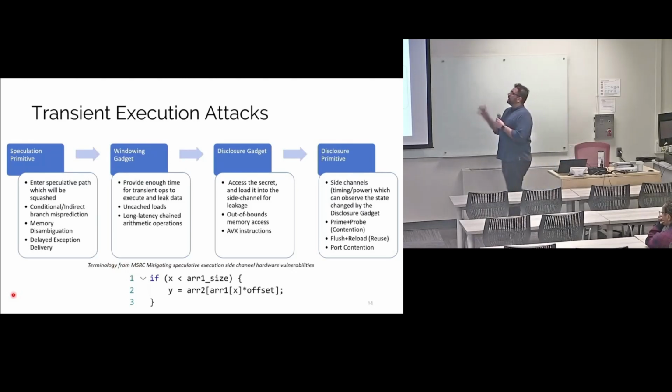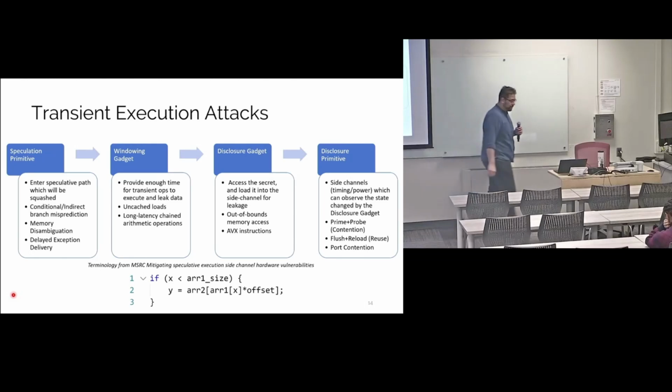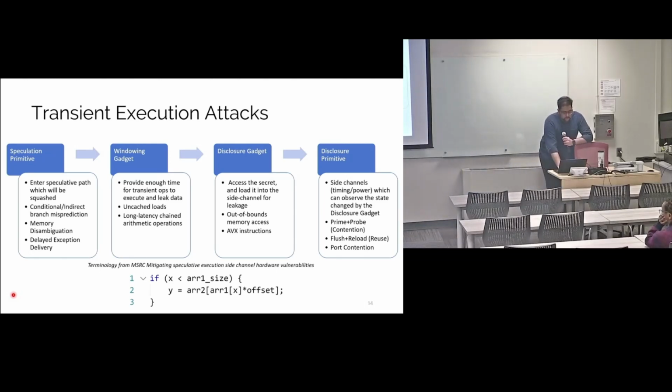Okay, so transient execution attacks need 4 components. This is terminology which the Microsoft Security Response Center proposed, and it seems to be very popular in the community, and that's what we'll go by. I'll talk about these things that you need in the context of this Spectre V1 code.